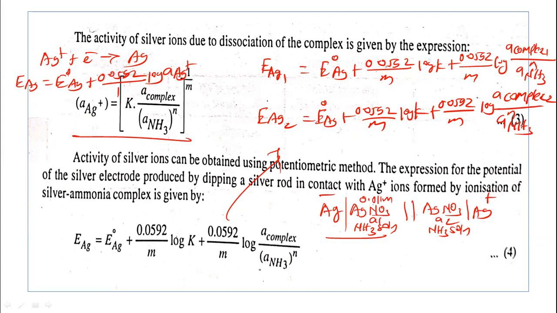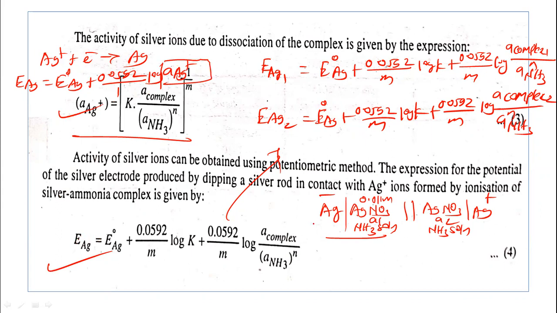So we can substitute here the activity of the silver ion. When we substitute the activity of the silver ion, we get this equation. By putting in the activity of the silver ion, we get this equation. In this way, we obtain the derivation for the silver electrode.